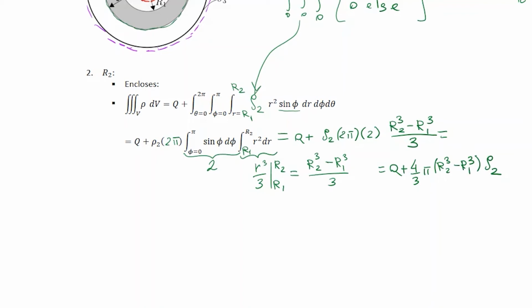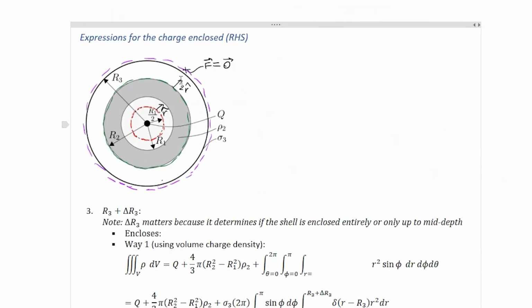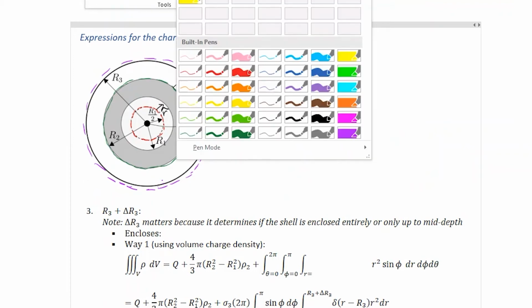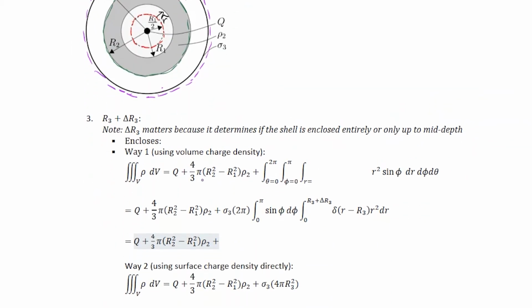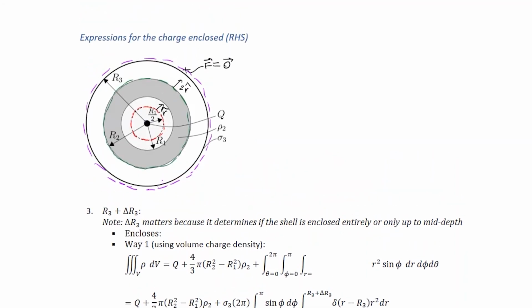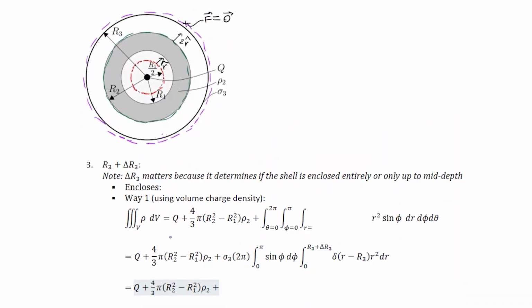Now let's move on to the next surface and what's enclosed, which is this purple surface. There are 3 objects enclosed inside. It's the point charge, the uniform shell, and the thin shell. So we need to include Q. We need to include the charge of the uniform shell, which we just calculated. And then we need to compute the charge of the thin shell.